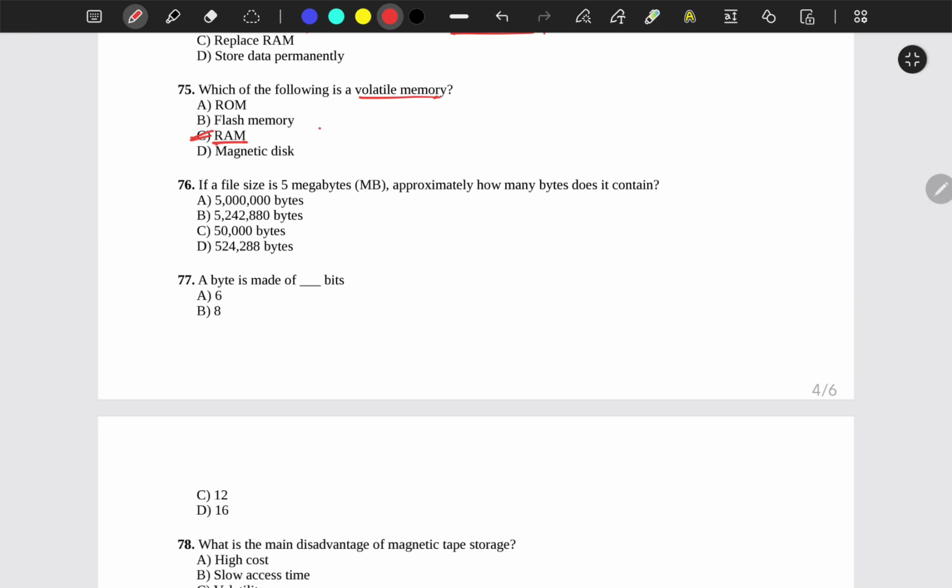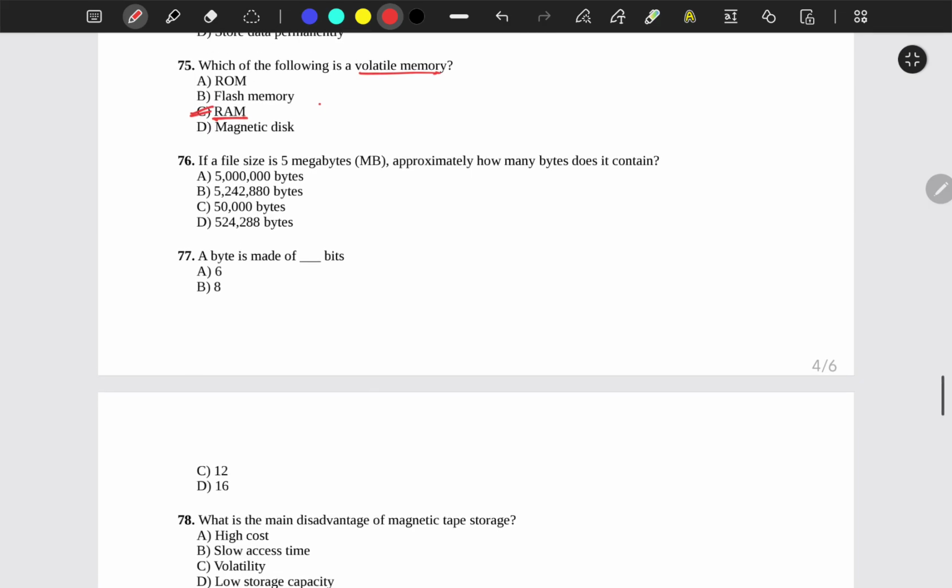Okay, question number 76. This is not that difficult, but in a file size of 5 MB, approximately how many bytes does it contain? कति bytes हुन्छ भन्दैछ.